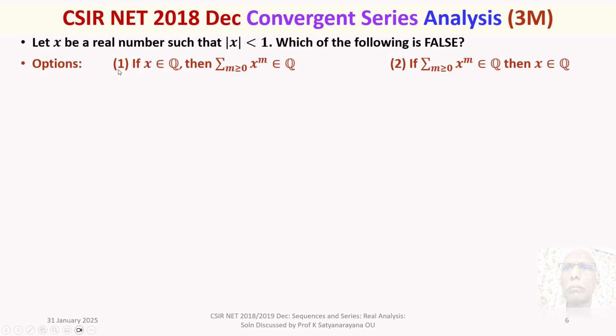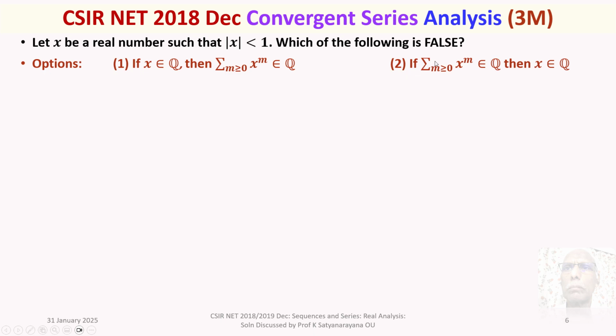Options. Option 1, if x belongs to Q, the field of rational numbers, then sigma m greater than or equal to 0 of x to the power of m also belongs to Q.